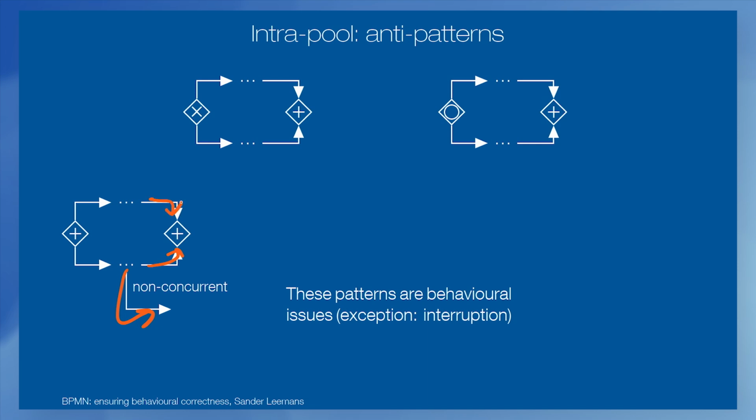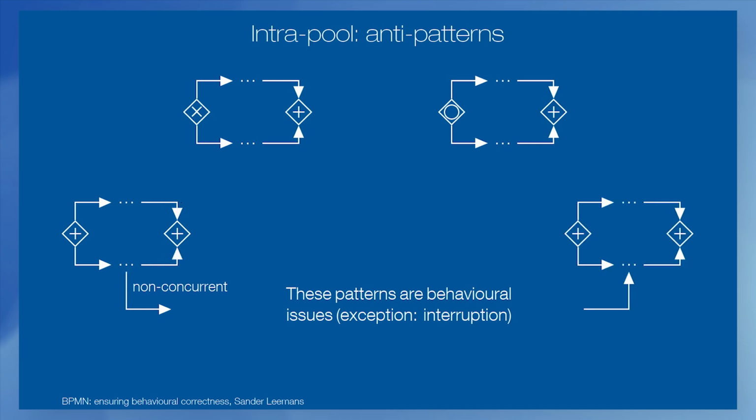So this is a typical pattern. If you see two parallel gateways mirroring each other, and in one of the branches the token can escape, then that's an anti-pattern for, again, option to complete, deadlock.